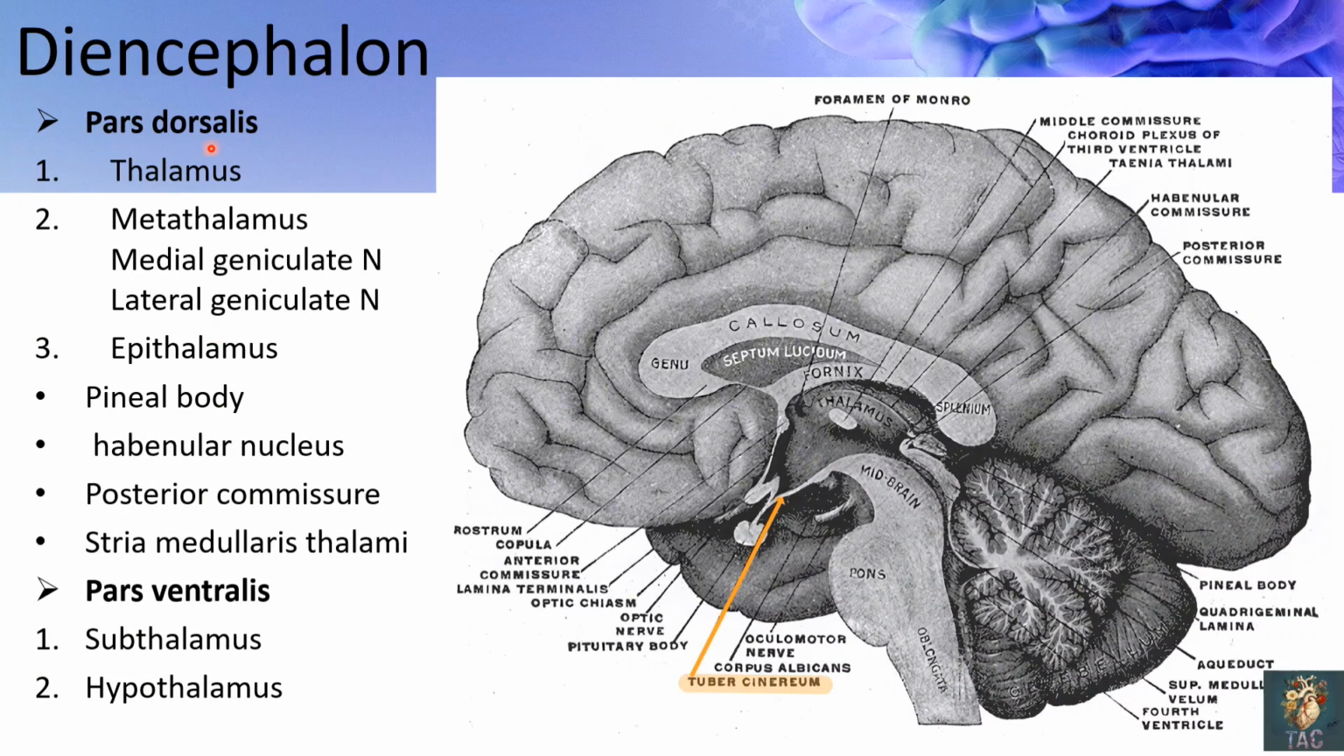So the pars dorsalis basically consists of the thalamus, then the medial and lateral geniculate bodies, and then the epithalamus which consists of the pineal body, the habenular nucleus, the posterior commissure and the stria medullaris thalami. Then the pars ventralis consists of the hypothalamus and the subthalamus, which is beneath the thalami.